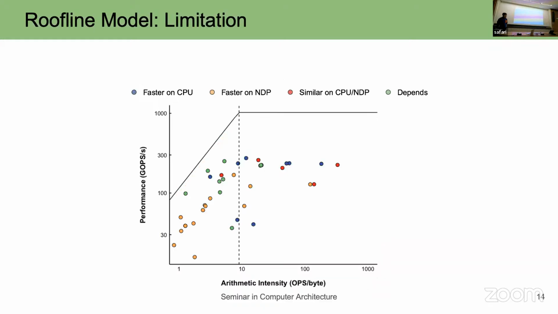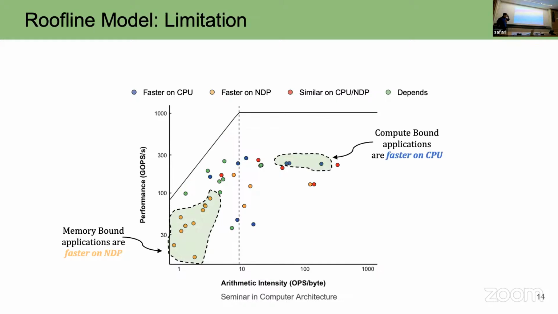We will now look at an example for this, or why this might not be the case. We have this analysis with the results for which functions are faster on a CPU or NDP system, where it depends or doesn't make a difference. And we can see that some of the functions get classified correctly. So for example, those functions are indeed memory bound and faster on an NDP system, while those blue functions are compute bound functions, which are also faster on a CPU system.